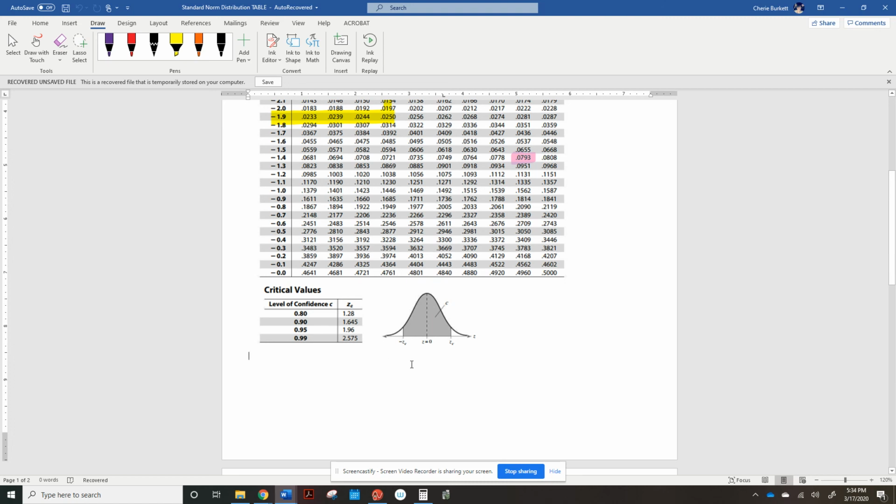So you would have to subtract it from 1 and divide by 2, and then look up the area. But since it is on this one right here, we see that we did it right. This is negative 1.96, and this is positive 1.96.